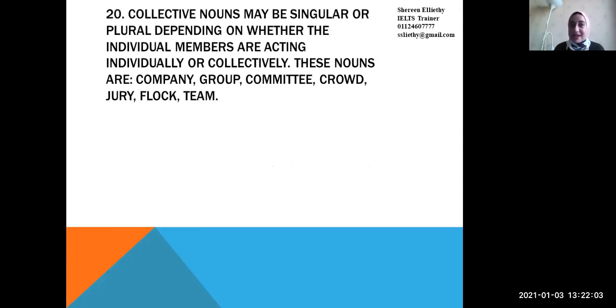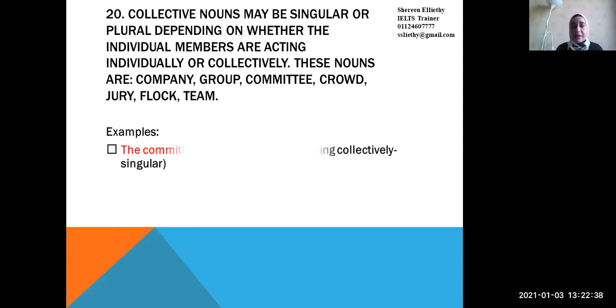Number 20, all right? Collective nouns may be singular or plural depending on whether individual members are acting individually or collectively. These nouns are company, group, committee, crowd, jury, flock, and team. So these we call collective nouns. They could be either singular or plural, depending on whether you are referring to the individual members of the group, or you are referring to this noun collectively as a whole.